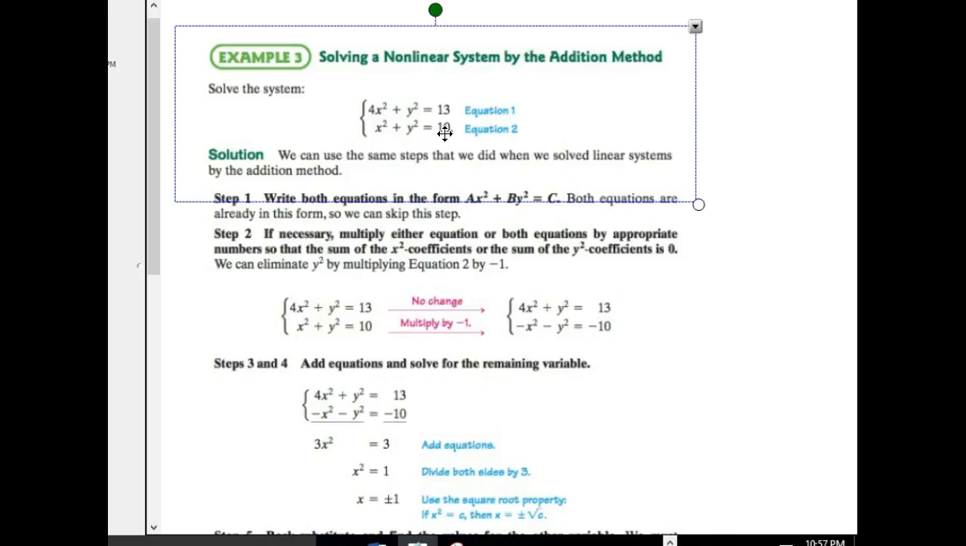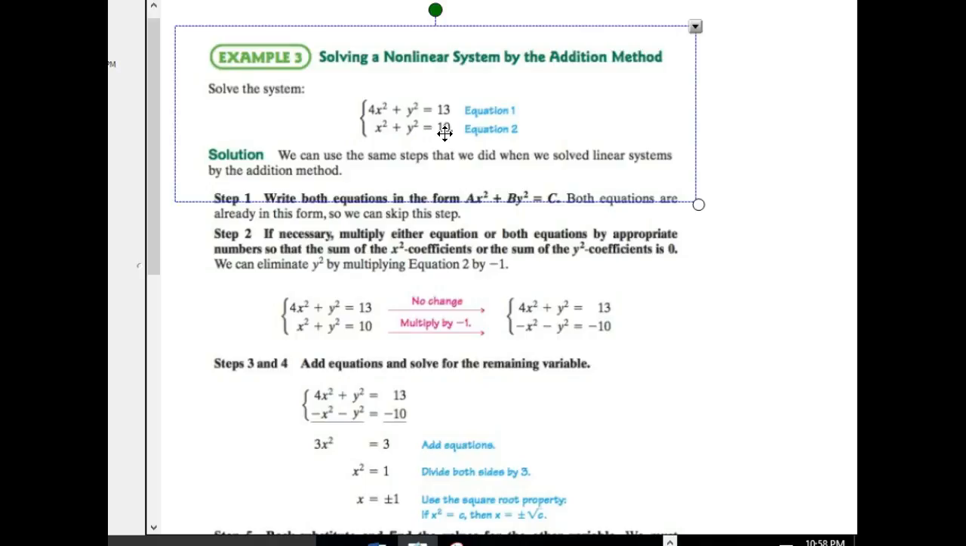So in step 1, you're going to write both equations in the form of ax squared plus by squared plus c. However, in this particular problem, both of these are already in that form, so we can skip this step. Step 2, if it's necessary, you're going to multiply one or both equations by an appropriate number so that when you add the two, either the y values or the x values together, they're going to eliminate each other.